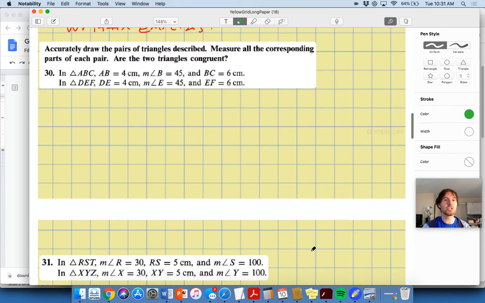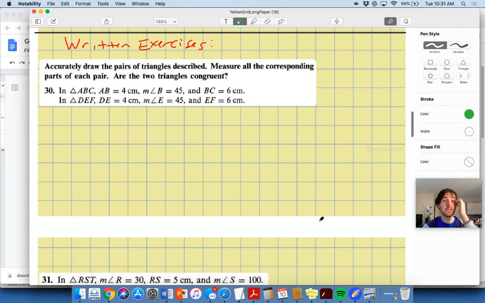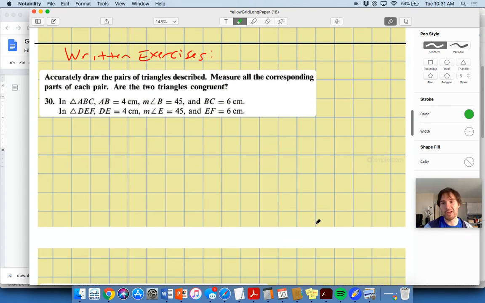Written exercises, what you all have here is making some observations, basically. I know that it says it would love for you to have a protractor, but I've never required you to get a protractor, so don't worry about that. Just try to estimate it and try to do this as accurately as possible. This written exercise says accurately draw the pairs of triangles described. Measure all the corresponding parts of each pair. Are the two triangles congruent?